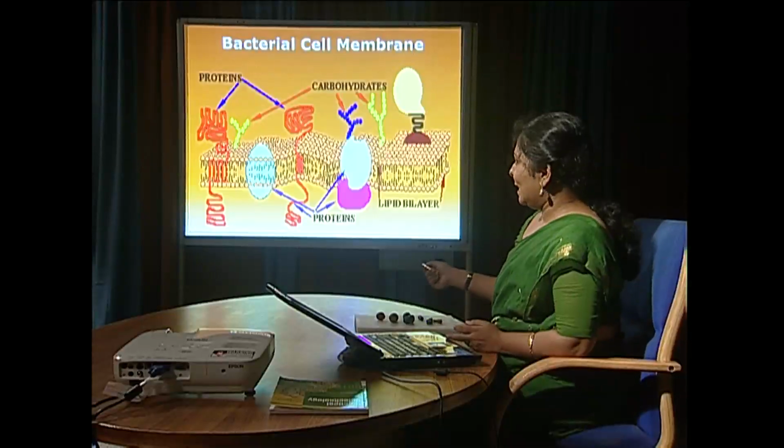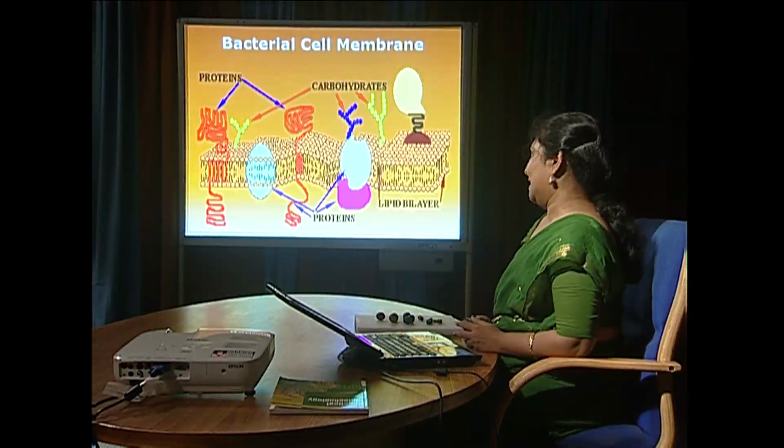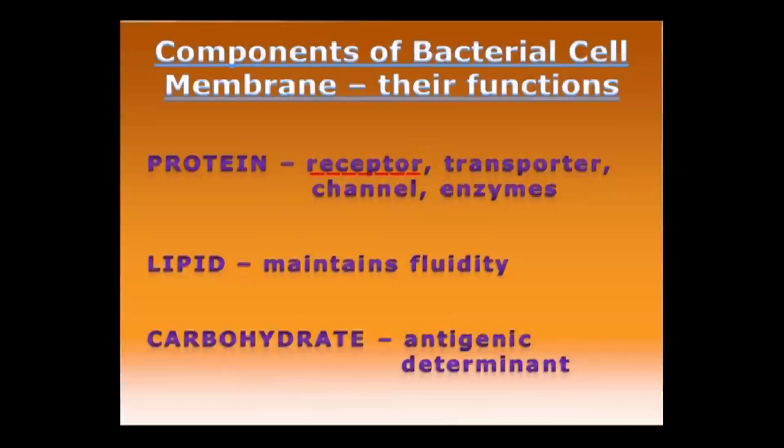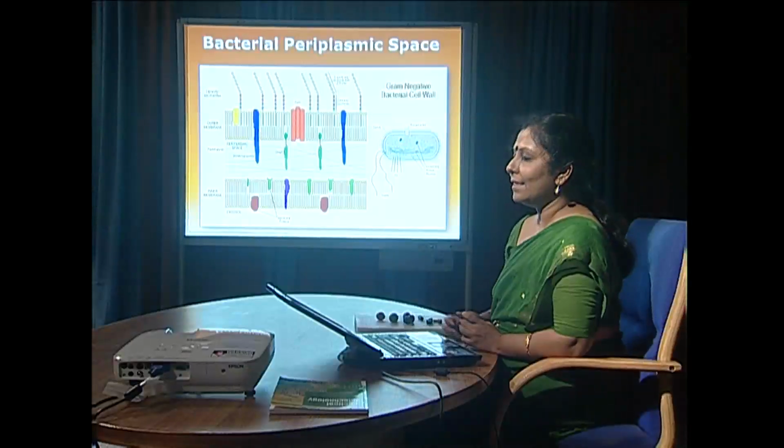Bacterial cell membrane. This is the structure of the bacterial cell membrane. The bacterial cell membrane has three components. Number one protein, number two lipid and number three carbohydrate. The protein makes the channel, receptor, transporter, and the proteins are enzymes in nature. The lipid makes the fluidity of the membrane and the carbohydrate evokes the antigenicity of bacteria. It acts as a bacterial cell surface marker. It can help to interact, to adhere with other types of cells.